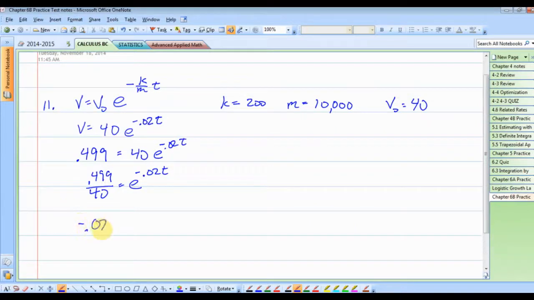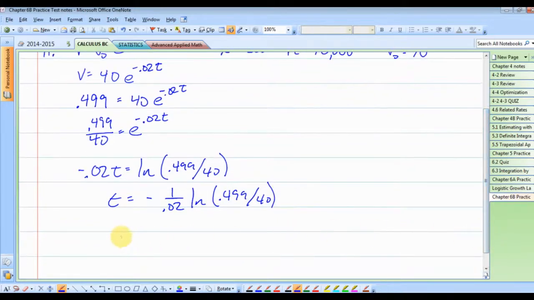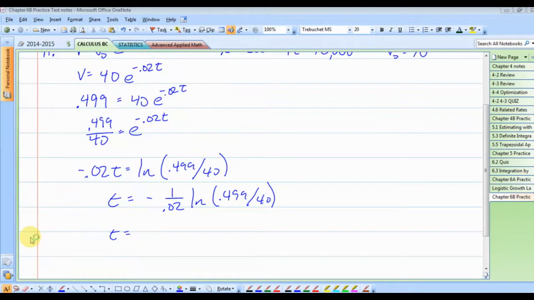Negative 0.02t equals the natural log of 0.499 over 40. Notice I'm resisting using my calculator too much. T is equal to negative 1 over 0.02 times the natural log of 0.499 over 40. Of course, if you had your TI-84, you probably could have just solved it. TI-84, you have to wait a little bit.